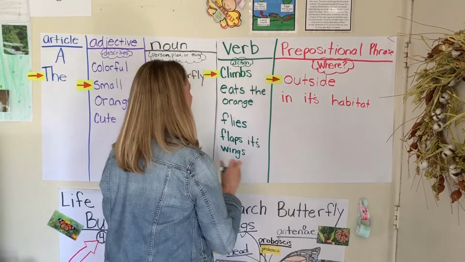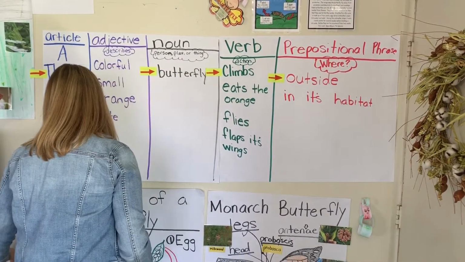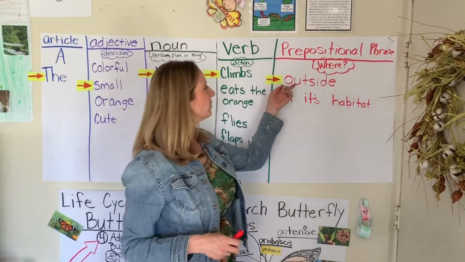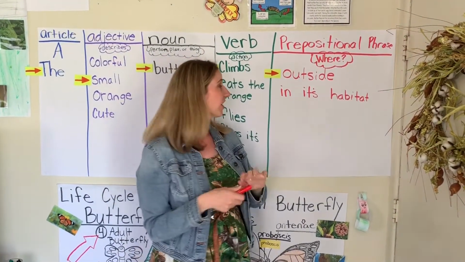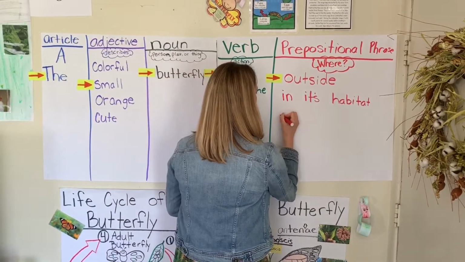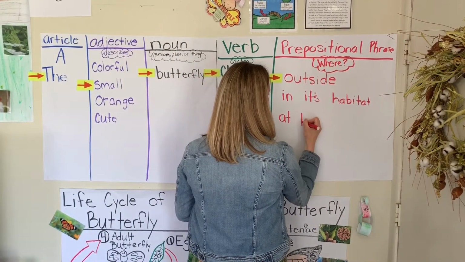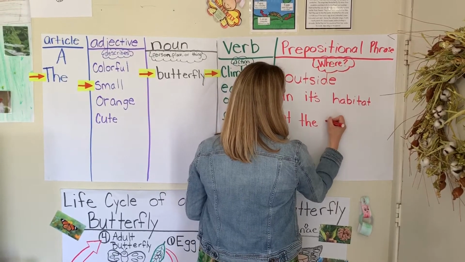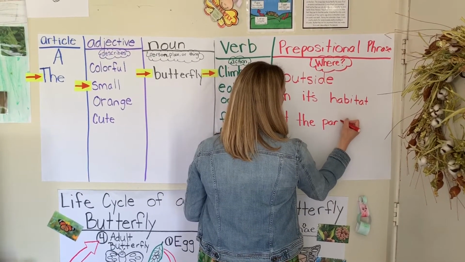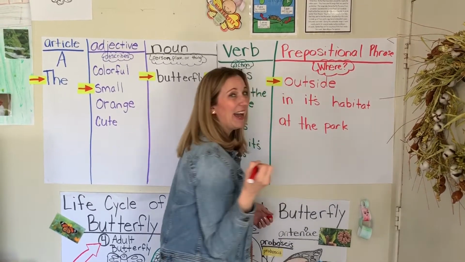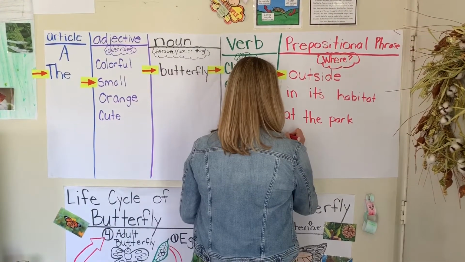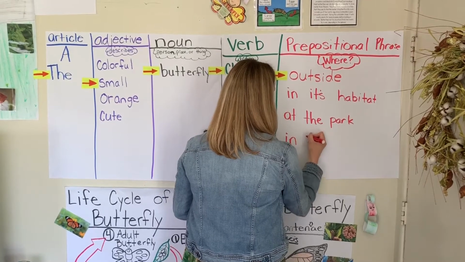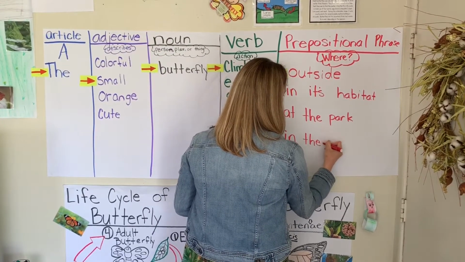And let me come over to the prepositional phrase. And where could this be? Could I be more specific about what outside could be? Could it be at the park? Or I really love the garden. So I'm going to write in the garden. Remember, a prepositional phrase is where this is happening.